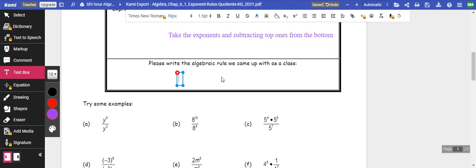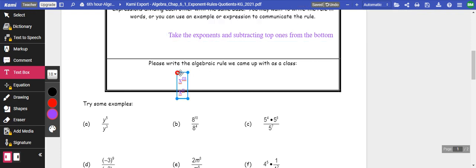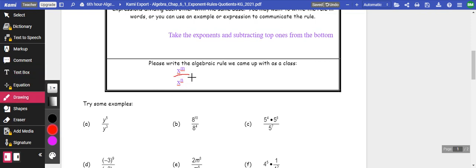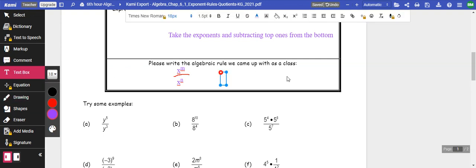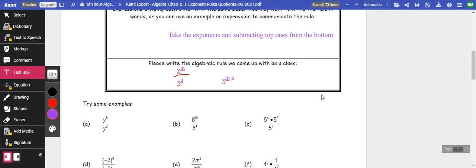So this is the rule. This is what I always use to help me. I say, okay, x to the m, and we're going to put that over x to the n. And again, this has a little line over the top between them. This is the same thing as, this is the rule, x to the m minus n. Right. So we're just subtracting.